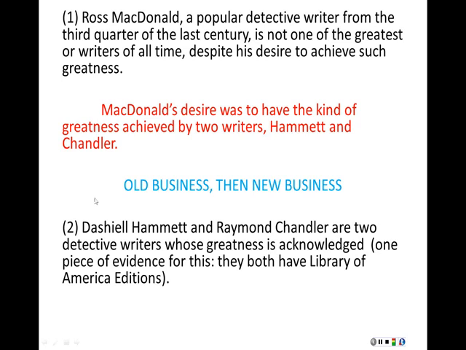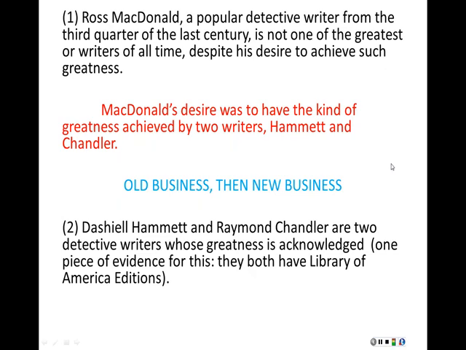By the way, for coherence within paragraphs, if you're having problems with coherence within paragraphs, these old business sentences, with old business first and new business second, can be a great way to achieve coherence within paragraphs.